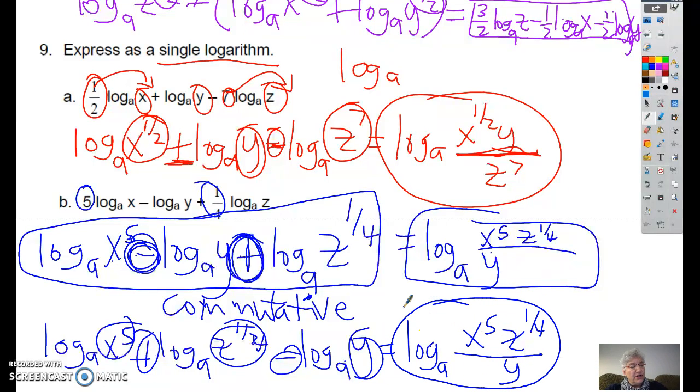Same final answer. Remember, your homework is on math packet pages 21 and 22, and see you tomorrow.